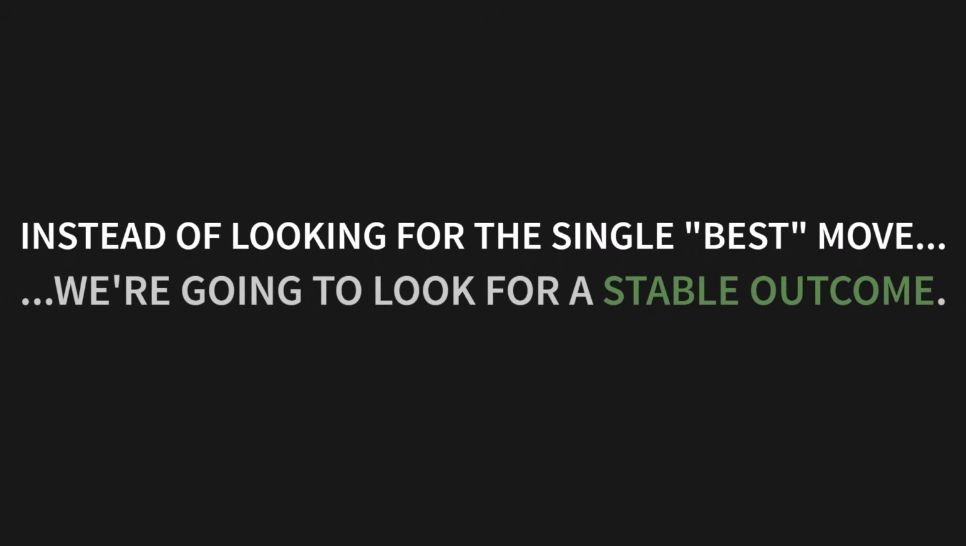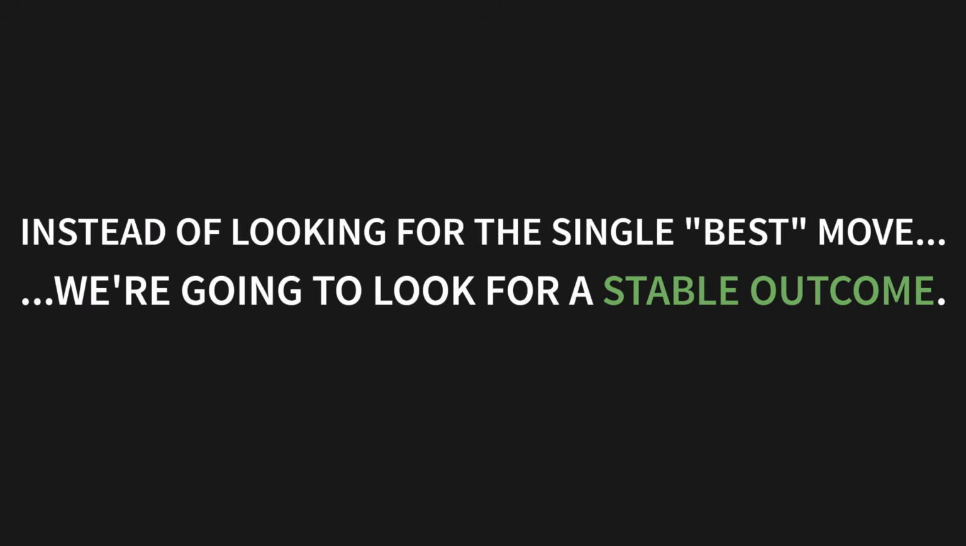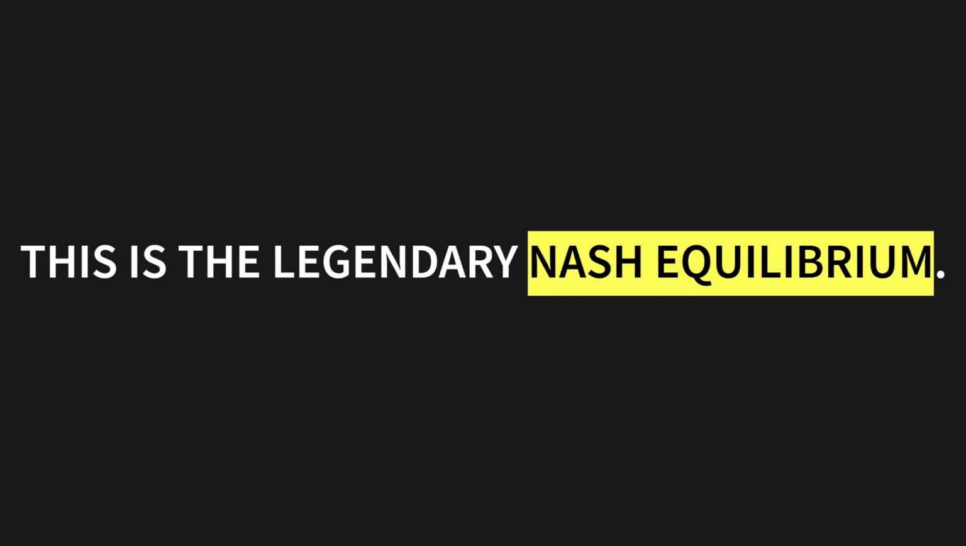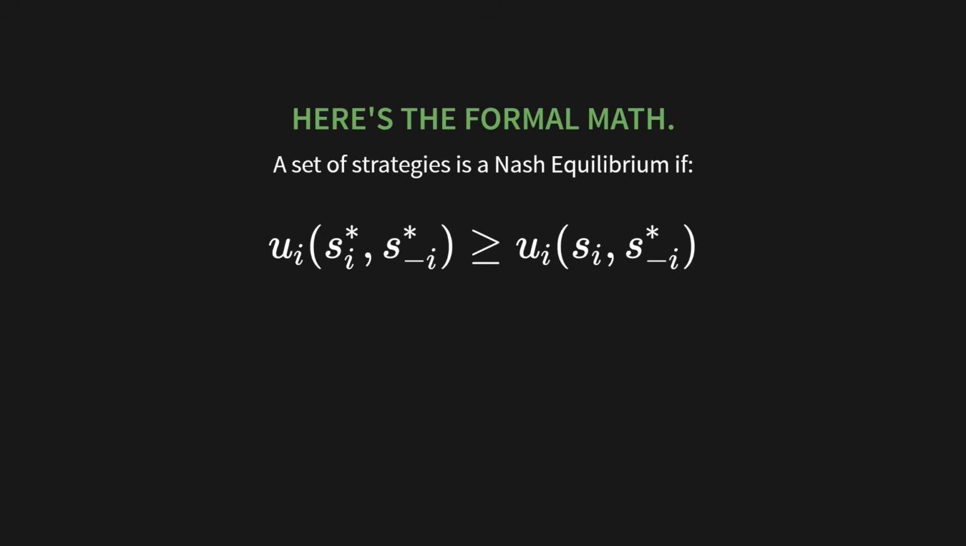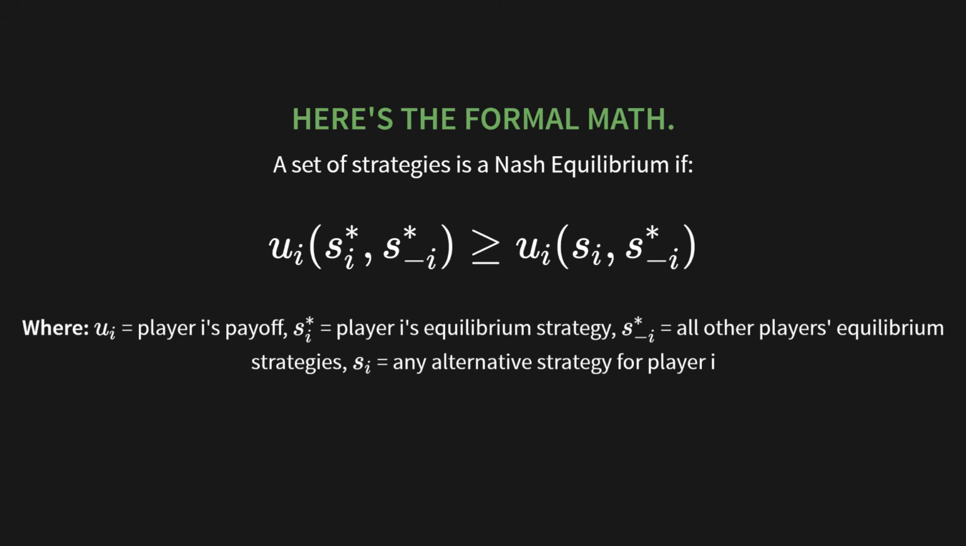Instead of looking for the single best move, we're going to look for a stable outcome. This is the legendary Nash Equilibrium, and it's all about finding the no regrets point. Okay, here's the formal math. Check out this formula on the screen.